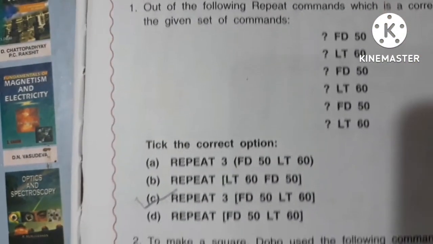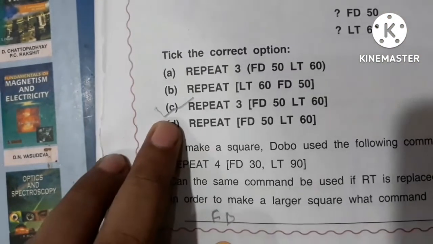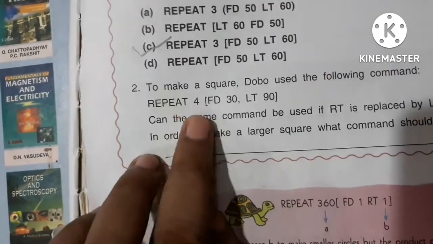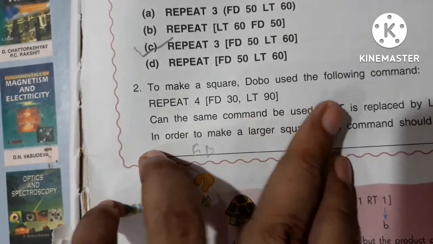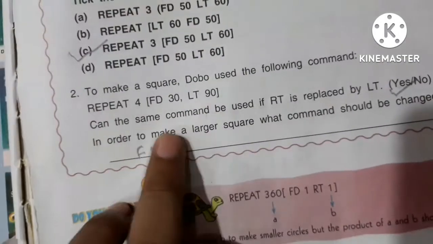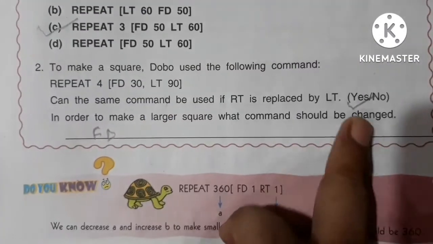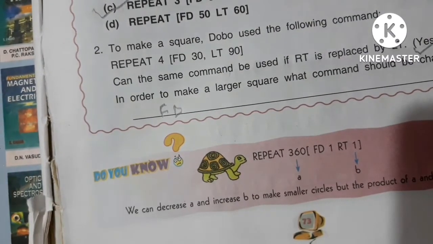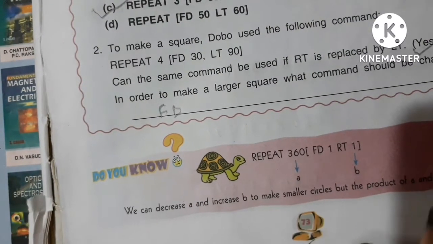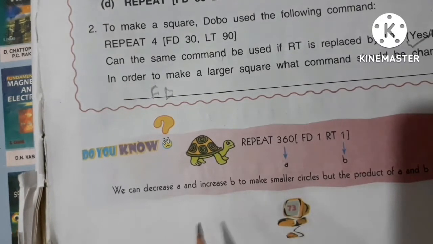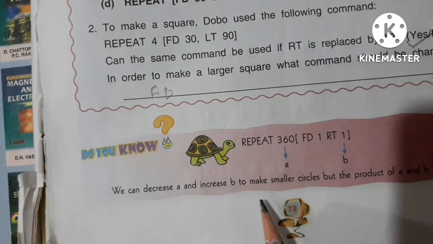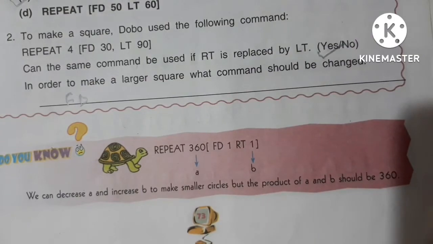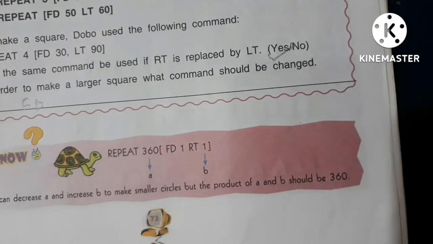Now the activity. Here, repeat 3 [fd 50 lt 60]. To make a square, Dobo uses the following command: repeat 4 [fd 30 lt 90]. Do you know, repeat 360 [fd 1 rt 1]? We can decrease a and increase b to make a smaller circle, but the product of a and b should be 360.